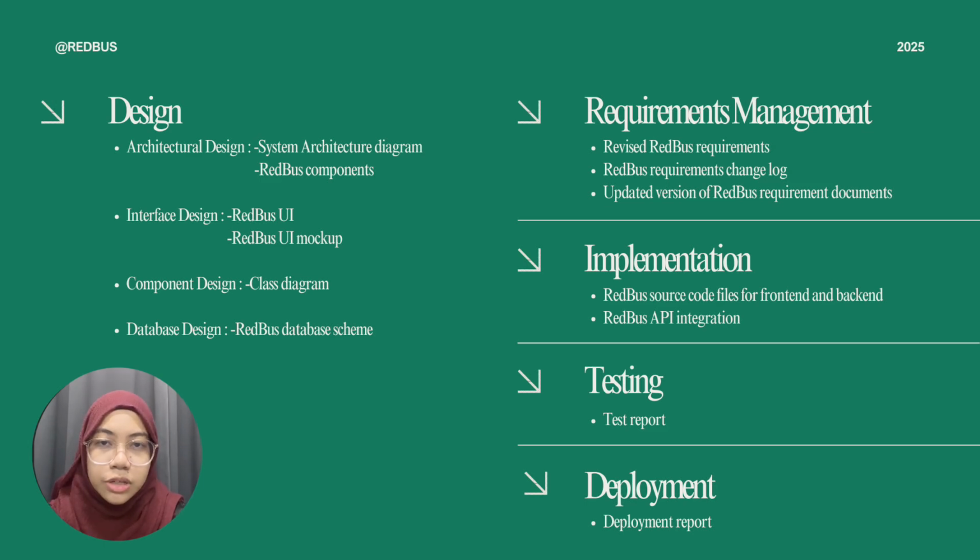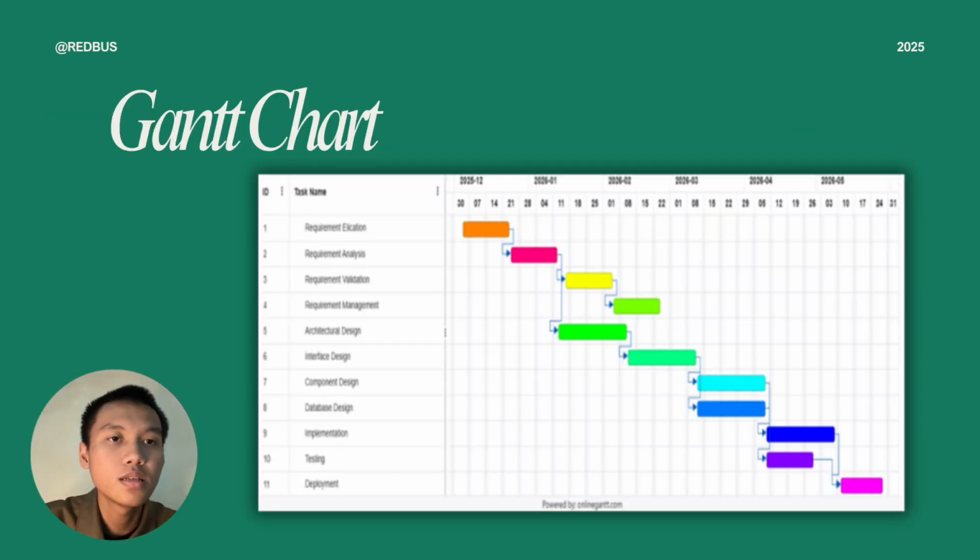Next, we have implementation, which is the Redbus source code files for front end and back end, and Redbus API integration. Next, testing, which is the test report, and the last one, deployment, which is the deployment report. As you can see, the diagram shows the Gantt chart for the Redbus website.